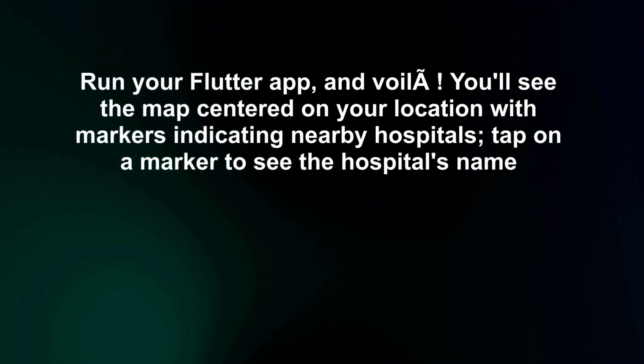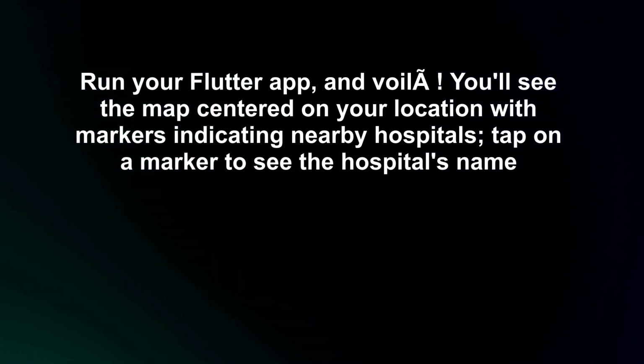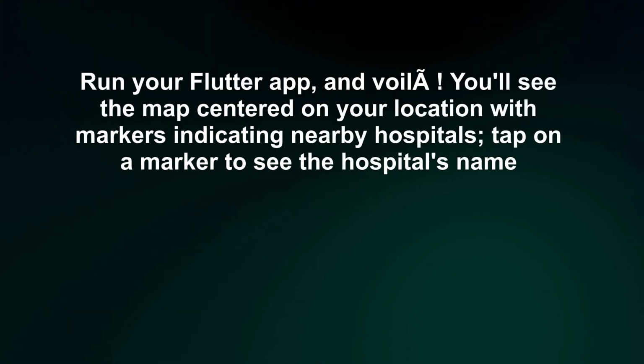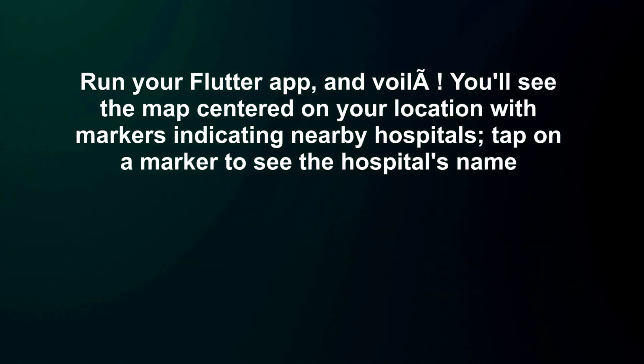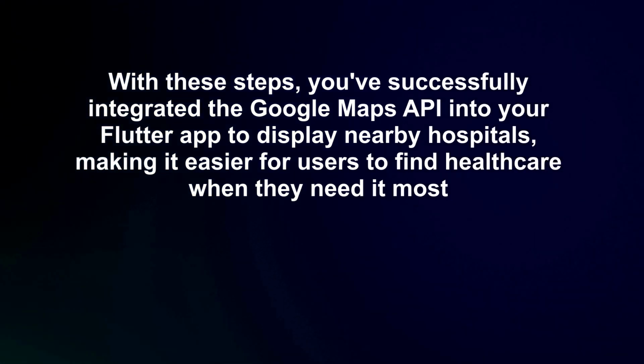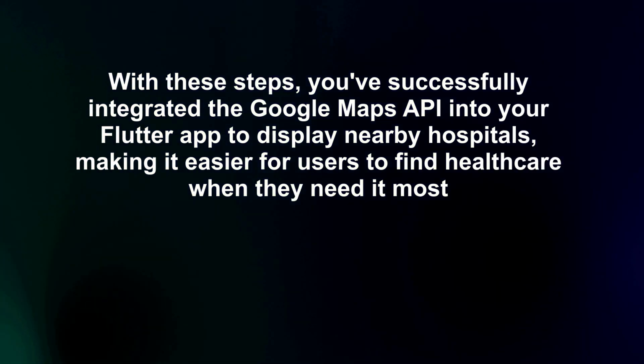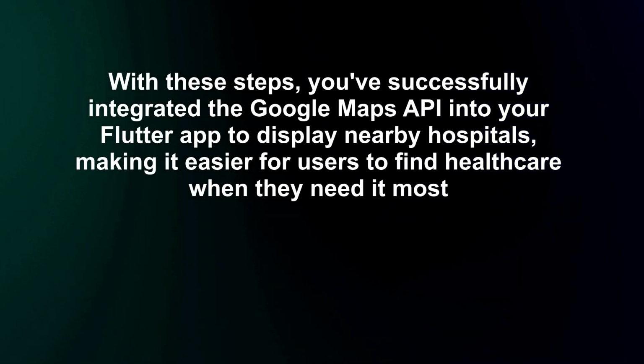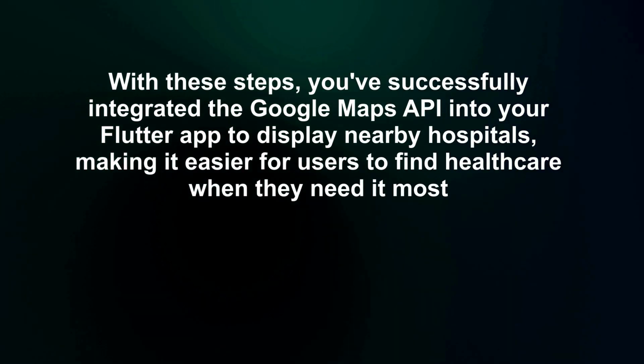You'll see the map centered on your location with markers indicating nearby hospitals. Tap on a marker to see the hospital's name. With these steps, you've successfully integrated the Google Maps API into your Flutter app to display nearby hospitals, making it easier for users to find healthcare when they need it most.